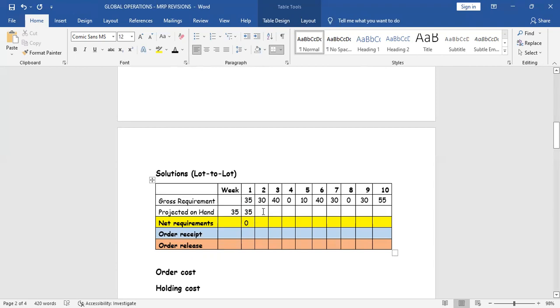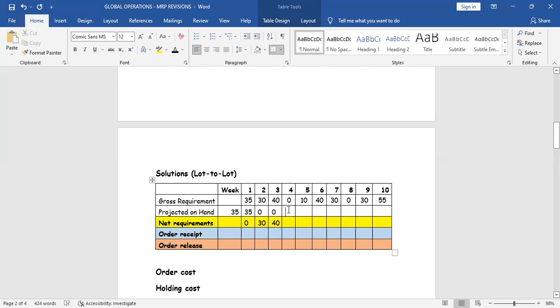Week 2, the projected on hand, we have got nothing here for week 2, as you can see, but the gross requirement is 30. So we will need a net of 30 because we don't have anything here. Week 3, we require 40, but the projected on hand is 0. So meaning we need to order 40.